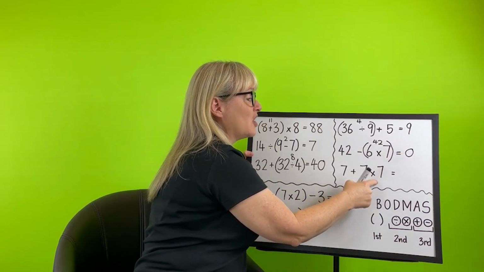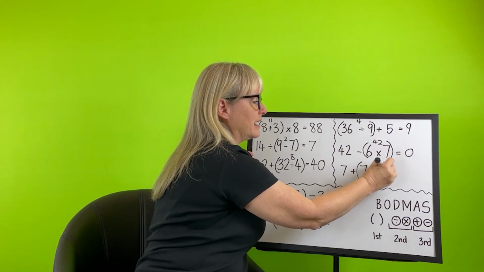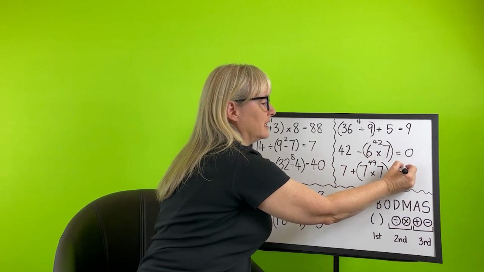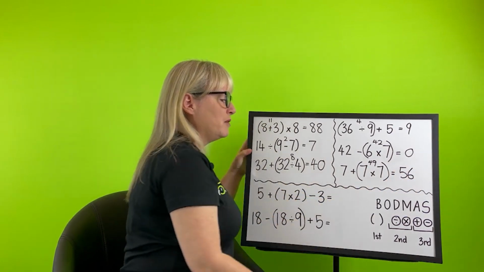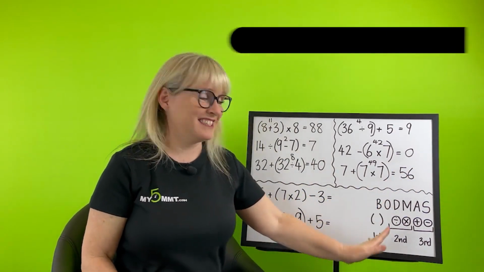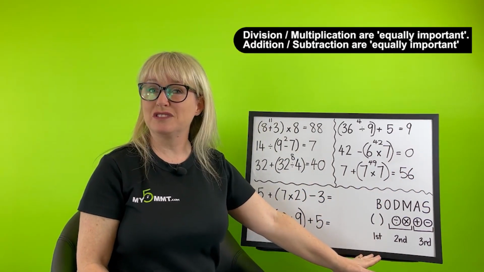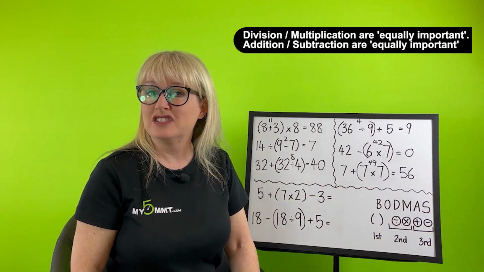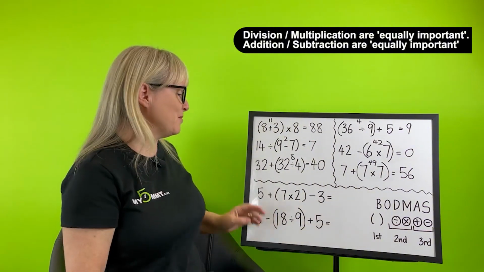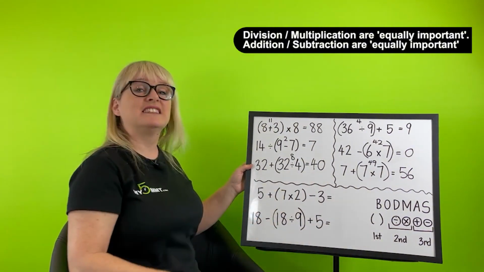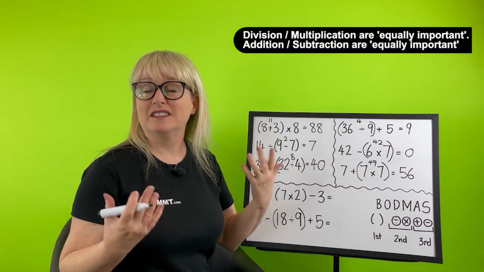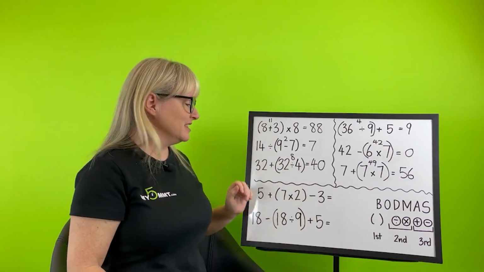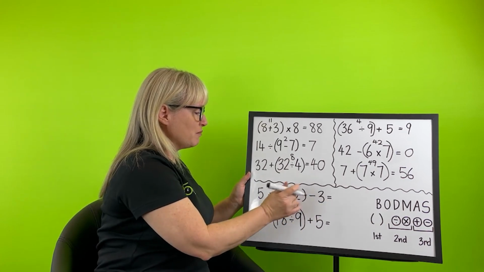7 plus 7 times 7. Well, I'm going to put the brackets here and make that 49. And 7 and 49 is 56. I move from first the brackets, second multiplication or division, equally important, and then finally on to addition and subtraction, equally important. Even having several different elements or 7 different numbers and operations in a number sentence, we can solve it moving across to the brackets.